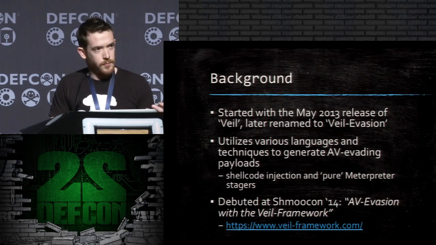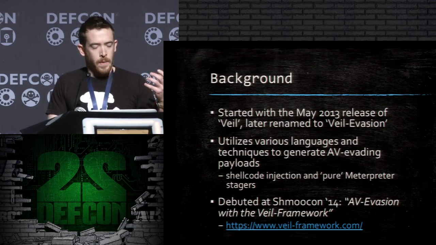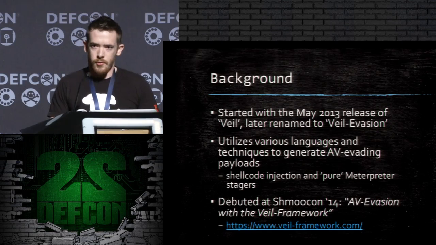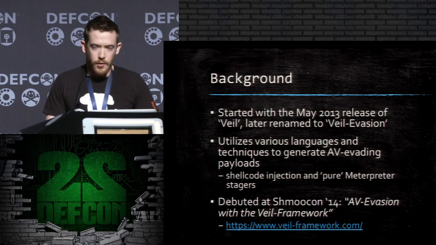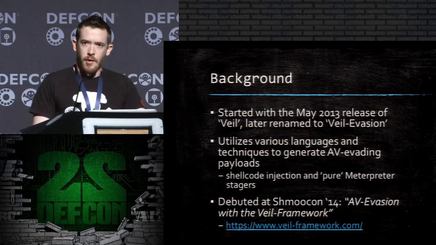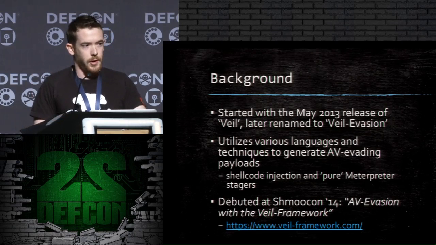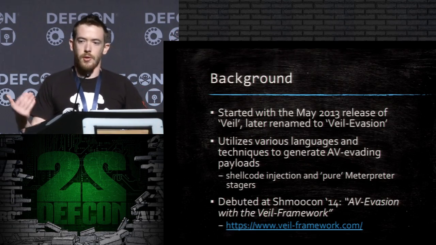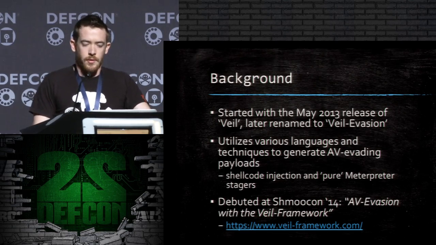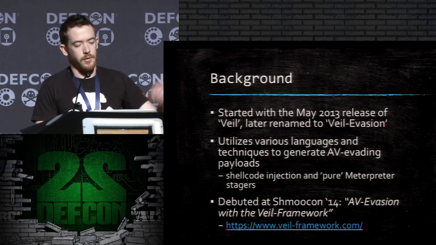So the original motivation for this first part was our backdoors were being caught by AV, the stock Metasploit templates. AV started to catch up. So we built a modular framework that generated AV evading executables. That's the flagship part of Veil Evasion. So we have a variety of shellcode injectors and higher level pure interpreter stagers with that same logic translated into a higher level language like PowerShell or Python. And again, we debuted at ShmooCon 2014 with AV Evasion with the Veil framework. There's our site again.